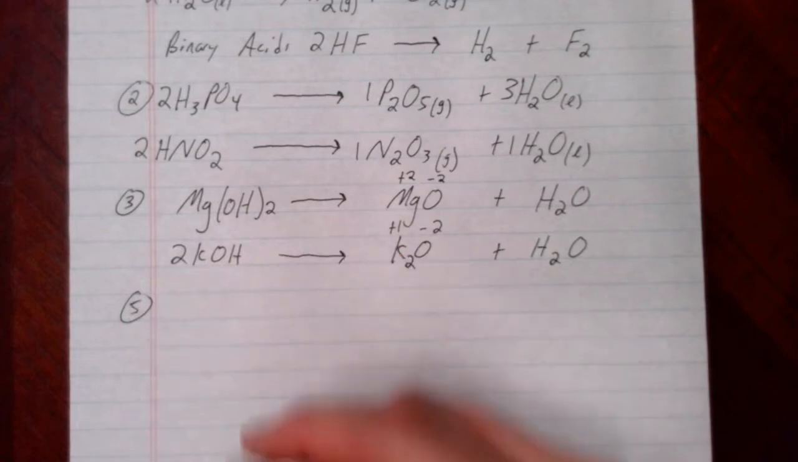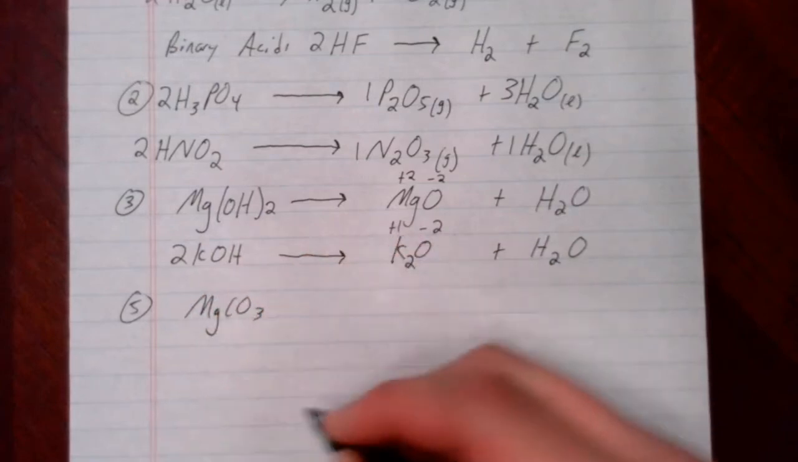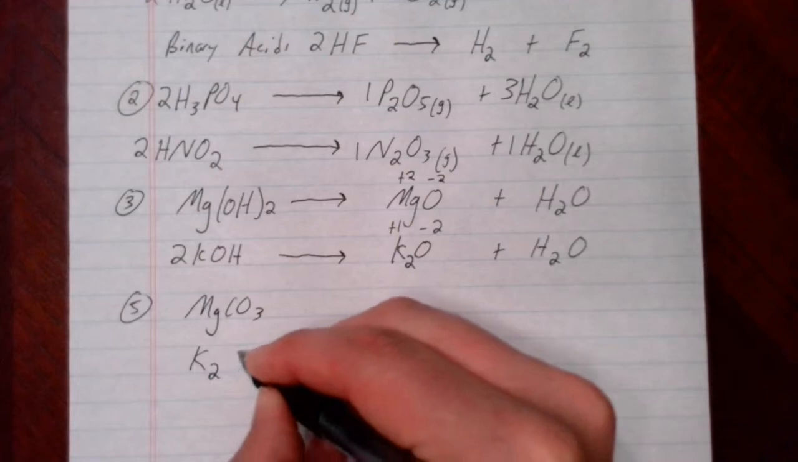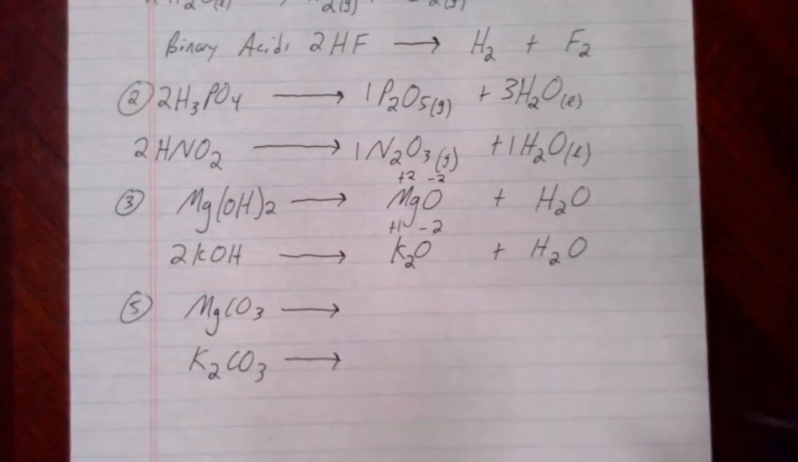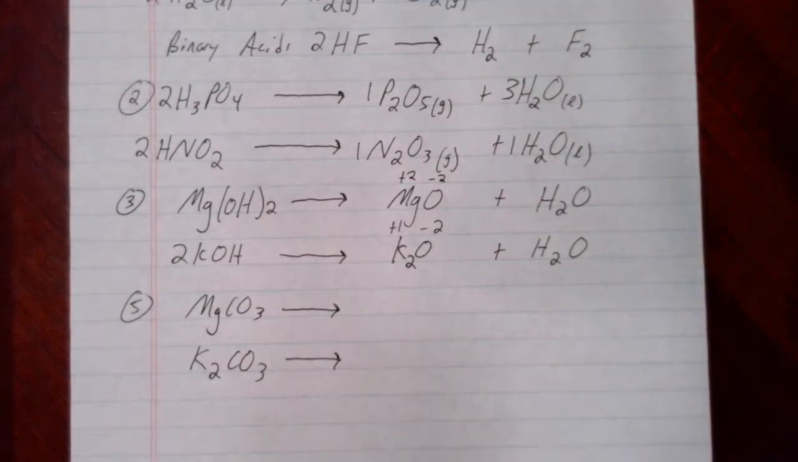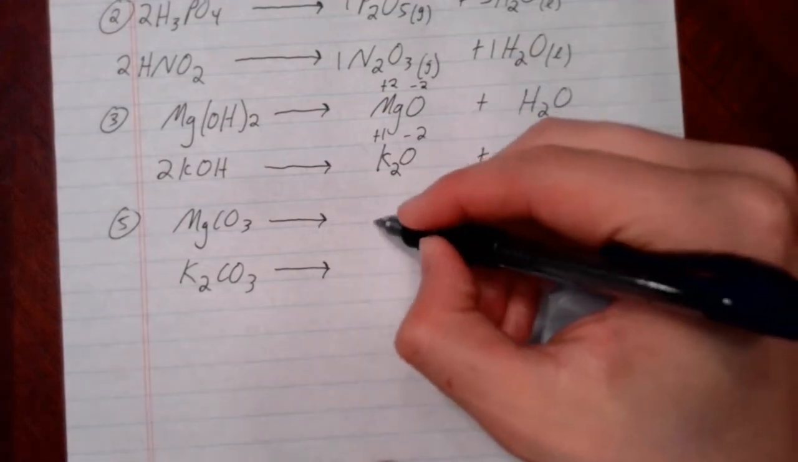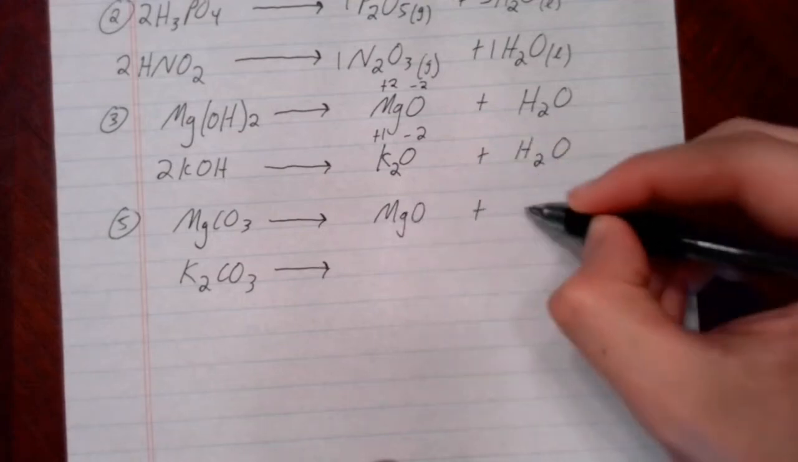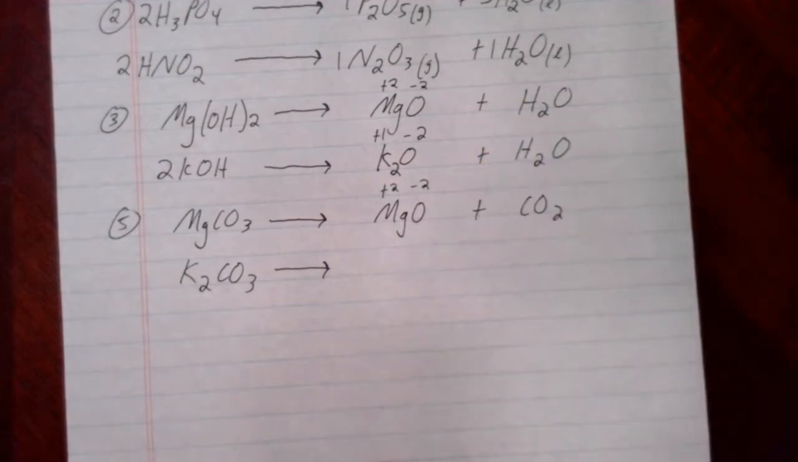So reaction type number 5 is a metal carbonate, so something like MgCO3 or K2CO3. If you remember from the synthesis problems, how you made a metal carbonate was from reacting a metal oxide plus CO2. So when a metal carbonate breaks down, you will get a metal oxide, so MgO plus CO2. I check my charges, +2, -2, so I'm in good shape there. I see it's already balanced and I'm good to go.